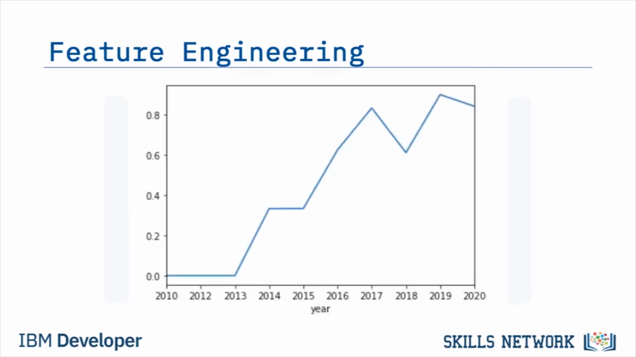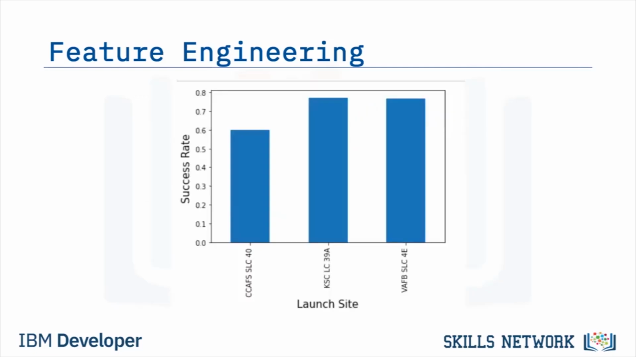You can observe that the success rate since 2013 has improved. We can incorporate this as a feature via launch number. We see that different launch sites have different success rates. As a result, they can be used to help determine if the first stage will land successfully. CCAFS LC-40 has a success rate of 60%, while KSC LC-39A and VAFB SLC-4E have a success rate around 77%.